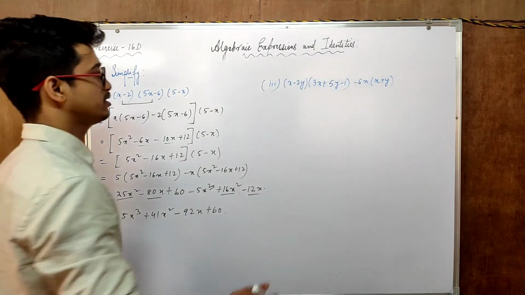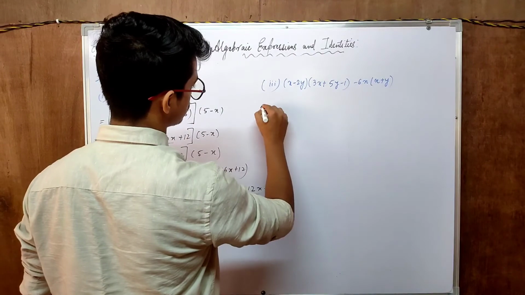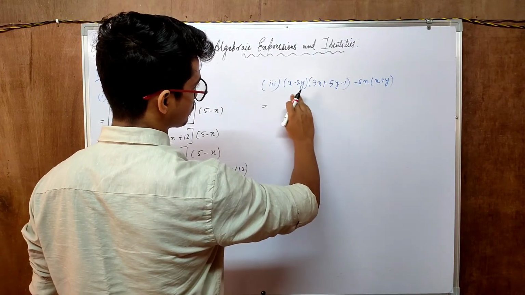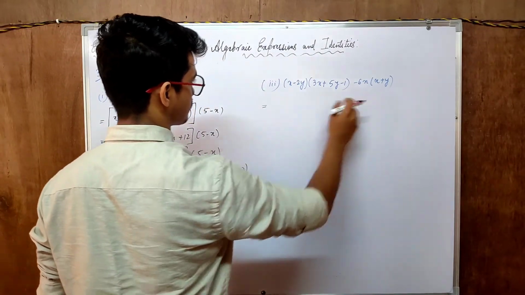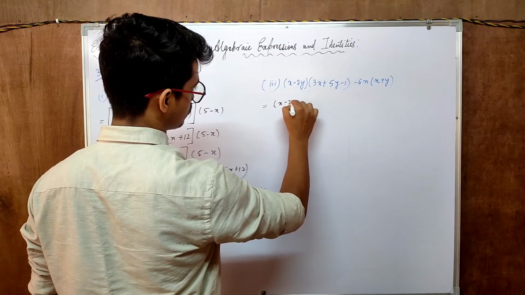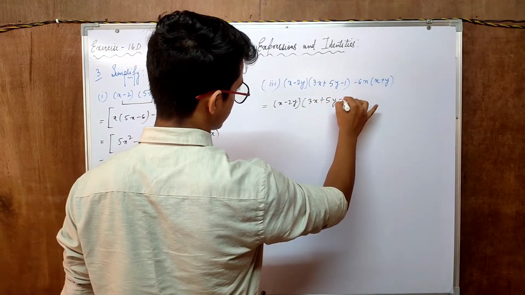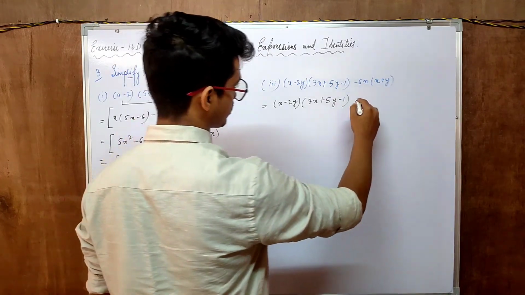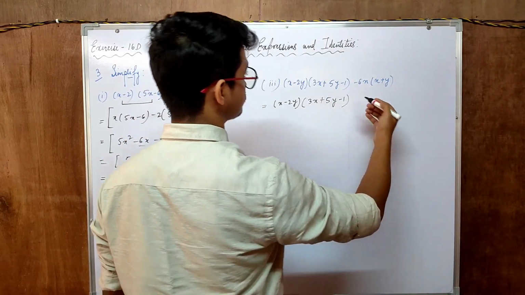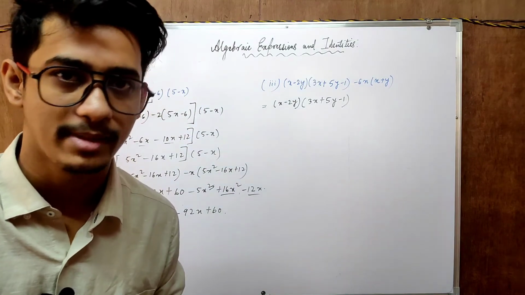Moving on to our last question, which will be this one. Let's just do that. First of all, let's just solve this part, or let's say multiply this part. So that means x minus 2y as it is, 3x plus 5y minus 1 as it is, and then let's just multiply this part. So it will become how much?